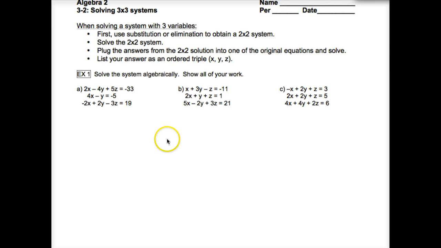Okay, today we are going to learn about how to solve what we call 3 by 3 systems of equations. A 3 by 3 system means that there are 3 variables used and 3 equations. So you can see that all of these in example 1 fit this mold.